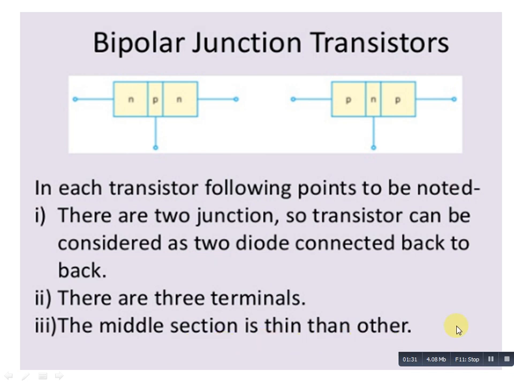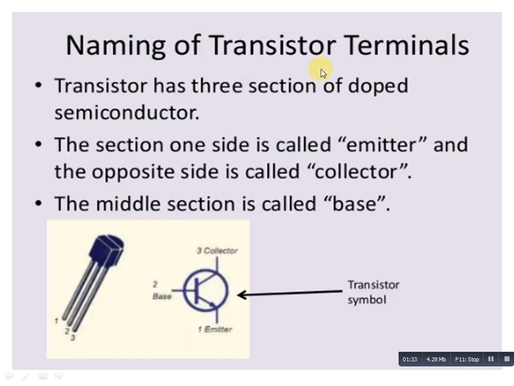Naming of transistor terminals. A transistor has three sections of doped semiconductor. The section on one side is called the emitter, the opposite side is called the collector, and the middle section is called the base. So this is the simple structure, or you can say the symbol, of a transistor.